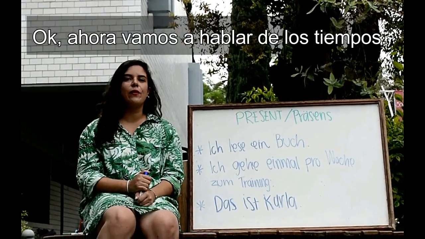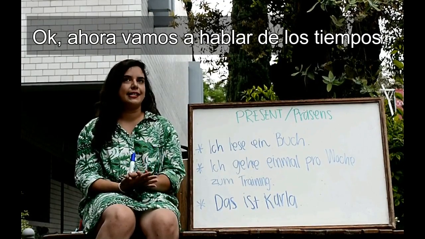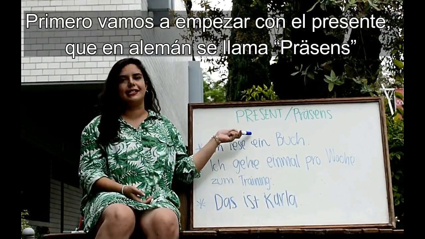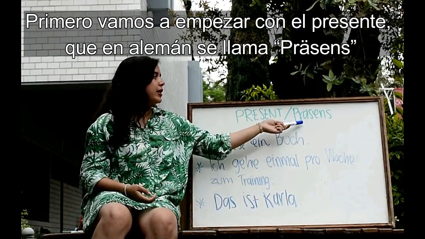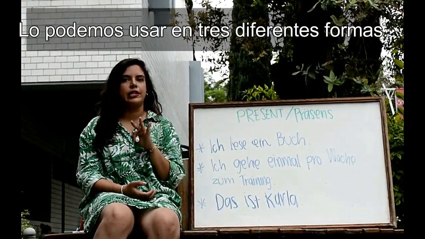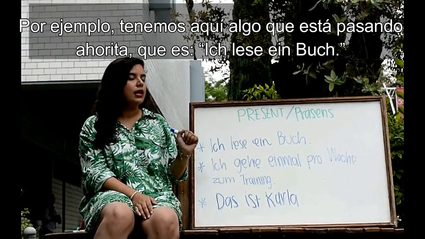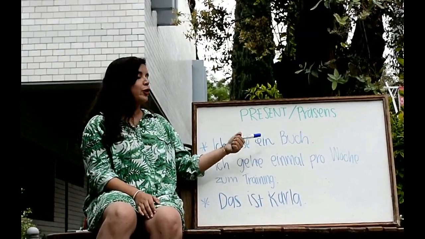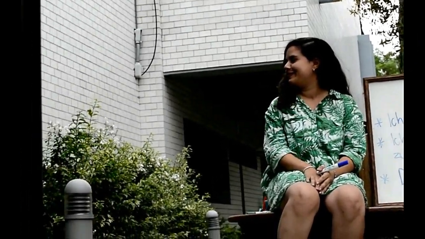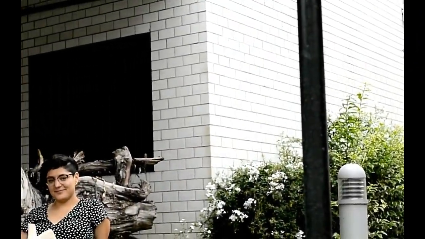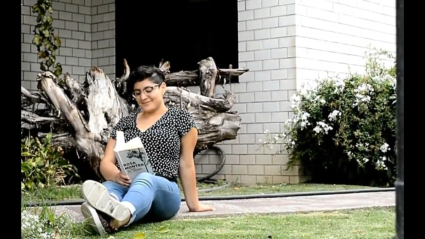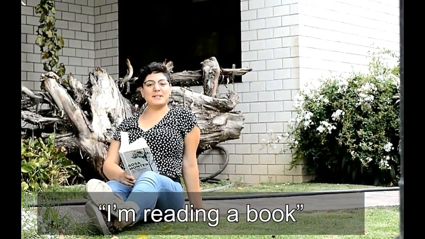Okay, so now we're going to talk about the tenses. First, we're going to start off with the present tense, which in German is called Präsens, and we can use it in 3 different ways. For example, we have here something that is happening right now, which is Ich lese ein Buch. I am reading a book.